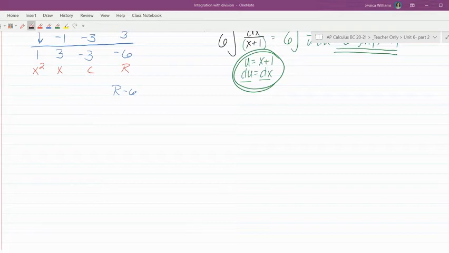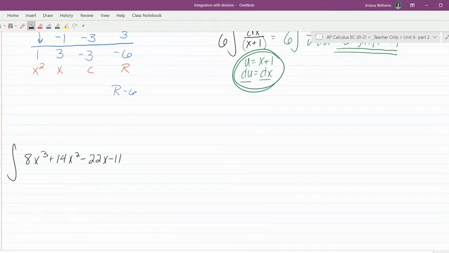All right, let's do another one. So let's integrate 8x cubed, 14x squared minus 22x minus 11 over 4x plus 3.